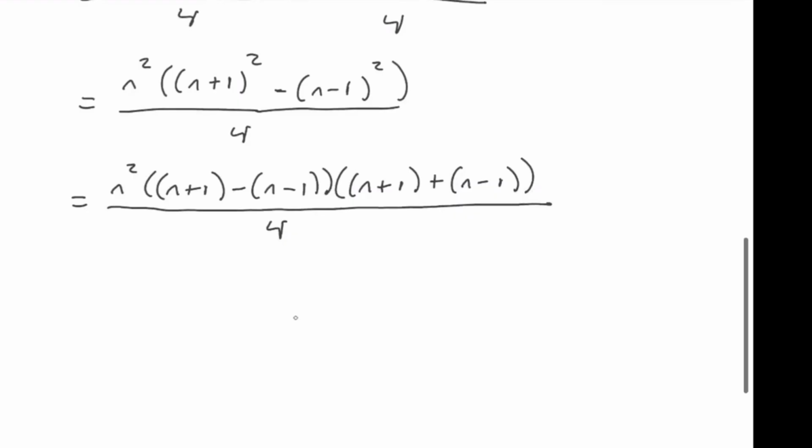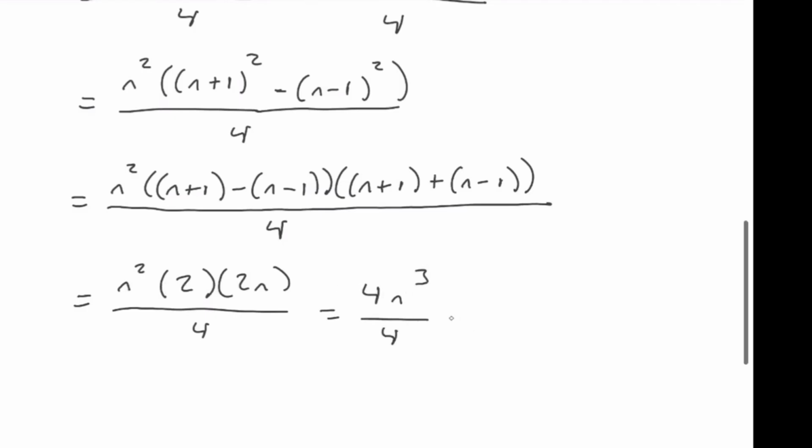Okay. So this is going to be n squared times, so this is going to be plus 1 minus 1, so n minus n, so this is negative, negative, positive, so this will be 2. And this is going to be n plus n, 2n, and then the 1's cancel, over 4. And then we have 4n cubed over 4, which is n cubed. And that's super cool.